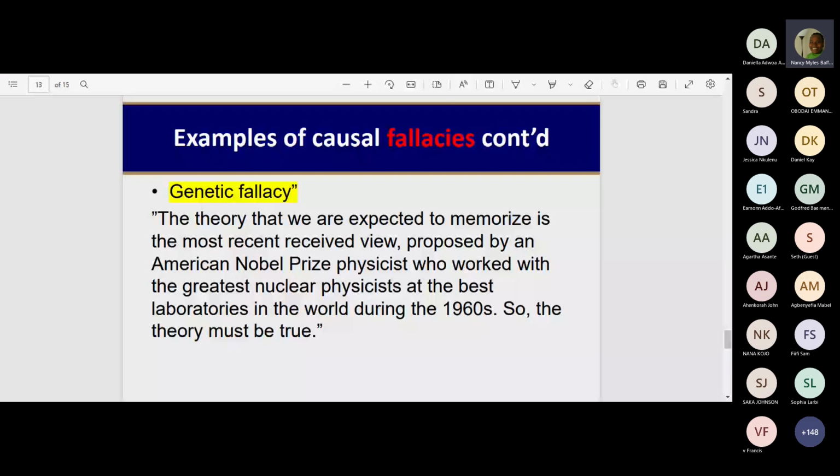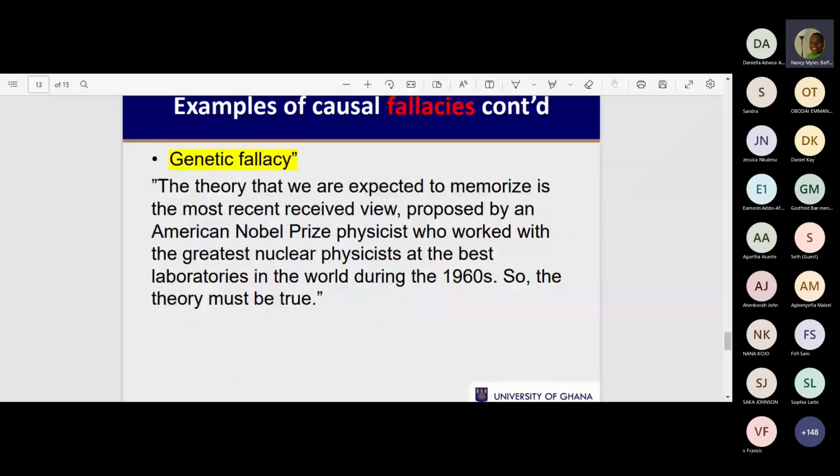The genetic fallacy. From the word genesis, the origin of it. You say because of the source, where it is coming from, its genesis, we should accept it. Or because of its genesis, we should reject it. Who told you? That's not the way to reason. It is a genetic fallacy, which is one of the causal fallacies. What caused it? Where did it come from? What brought it up? Where did it originate?